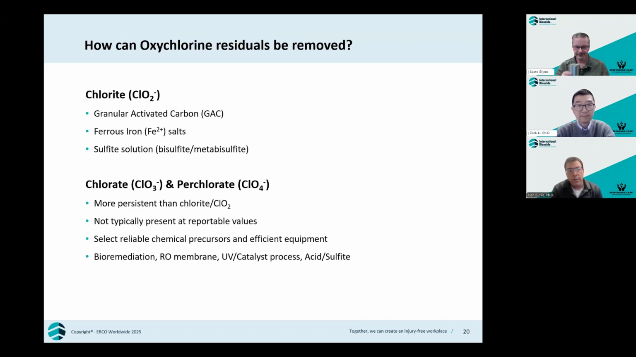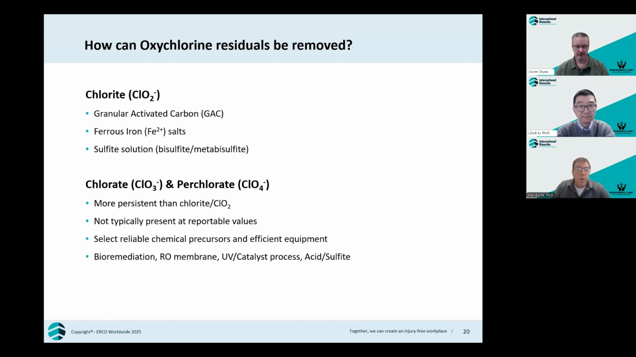For chlorite, chlorite is more reactive around a neutral pH than the other oxychlorine species. Granular activated carbon is often used, and it will react there and be consumed. Ferrous iron salts, such as ferrous sulfate, can be used to knock down the chlorite residuals, and that can be beneficial in coagulation processes, forming ferric iron salts that can then be used in those processes.